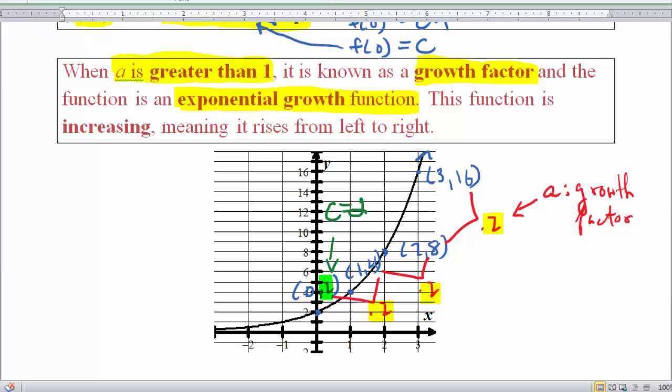And of course, this point here, (0, 2), we said that that always gives us our c value. So c equals 2. So we can actually write the equation of this exponential function. We'll call it f of x. We'll say f of x equals, right, it's c times a to the x.